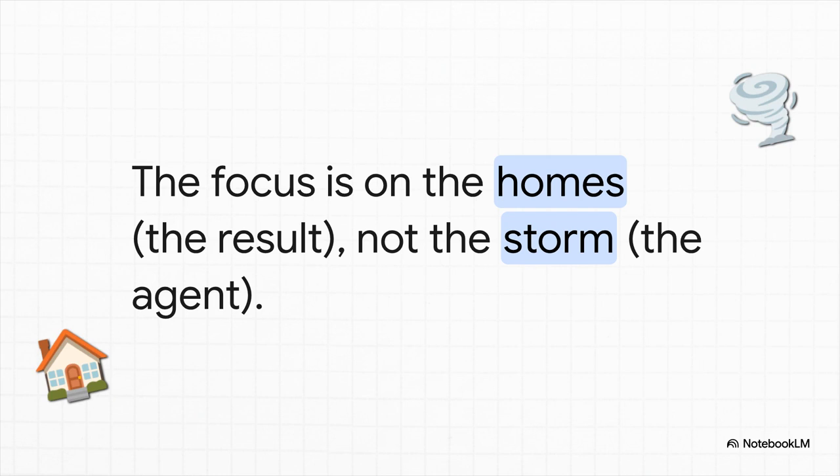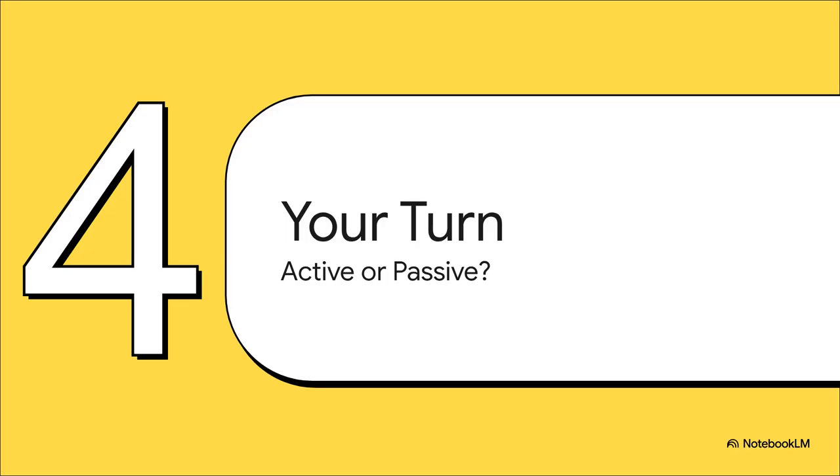And this one? This is where it gets really powerful. Think about this sentence. Hundreds of homes were destroyed by the storm. The tragedy here, the real story, is what happened to those homes. By using the passive voice, we put the focus right where it belongs, on that devastating result. The story is the homes. Okay, so you've seen the evidence, you've learned the code. Now it's your turn to play detective. I'm going to show you a few sentences, and you decide, are they active or are they passive?